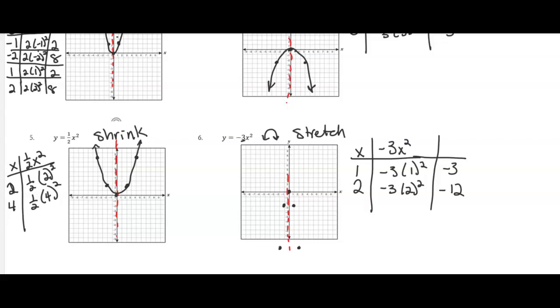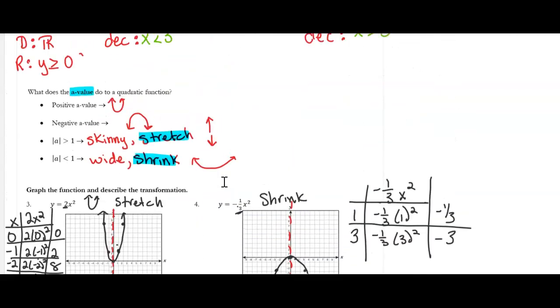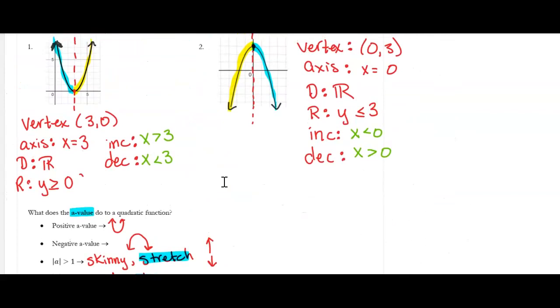And then I do the reflection here. So you can see that this one got, whoa, look at that line. This one got super skinny. And so it stretched the graph tall. And that's it. So there's a lot of information to know about parabolas. We just started with the A values graphing, but you do need to be able to find the vertex, axis of symmetry, domain, range, and when it's increasing and decreasing.